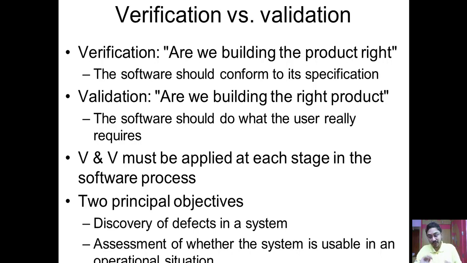Because in the verification, we compare it with the policies, the strength of the material, then the quality of the design, that we tested. And that was actually okay with the set of standards. But in the validation, it failed. So that's why verification and validation both are essential. In the verification, we compare it with a set of standards, okay, to conform to its specification.